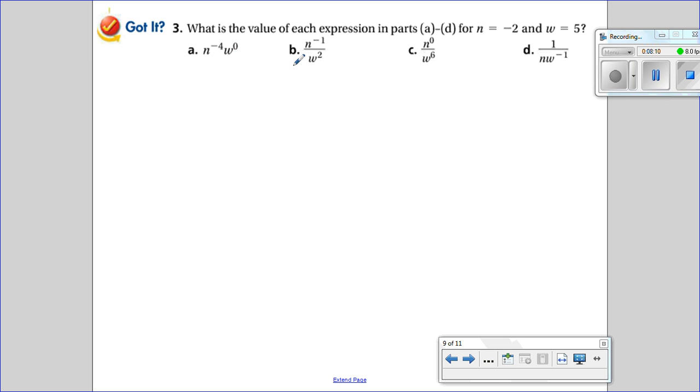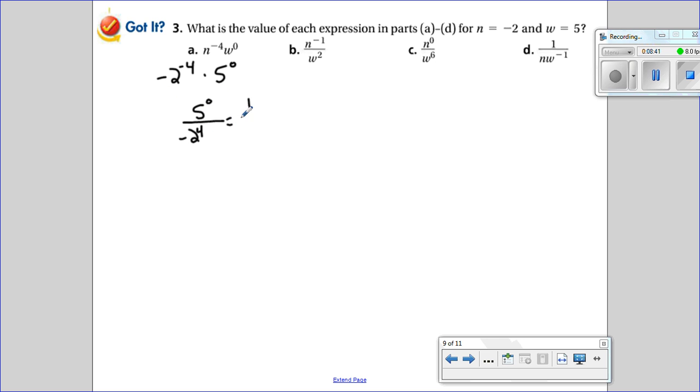Okay, we'll do 2 of these together, so I'll do A and B together with you. So take a second and do those. Okay, so n is negative 2, so that's negative 2 to the negative 4th. w is 5. So what we have is 5 to the 0 power over negative 2 to the 4th.